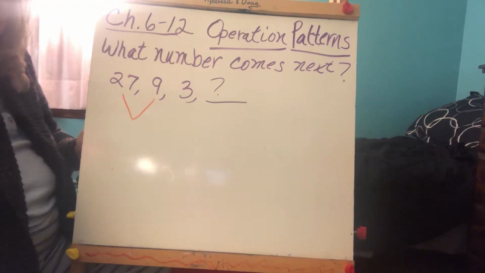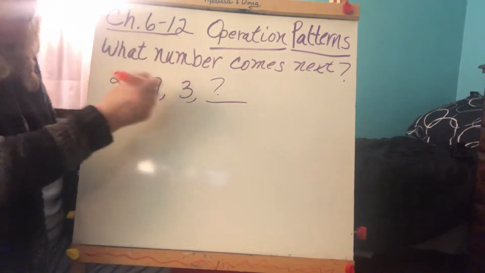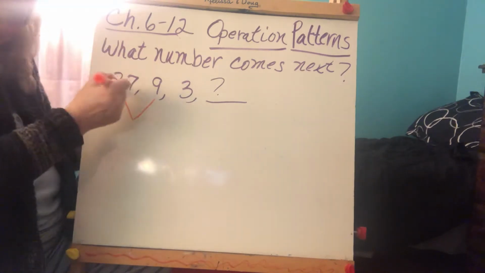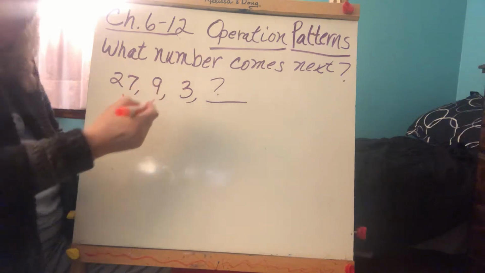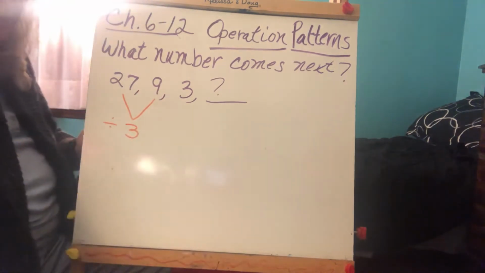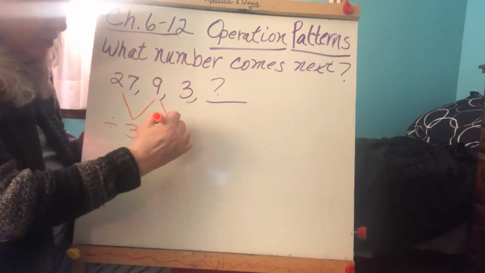I think I'm going to divide. And what do I have to divide 27 by to get 9? 27 divided by what will give you 9? 3. So divide by 3. Now, in order for this to be a rule or a pattern, it has to happen again. So let's look at the next two numbers, 9 to 3.